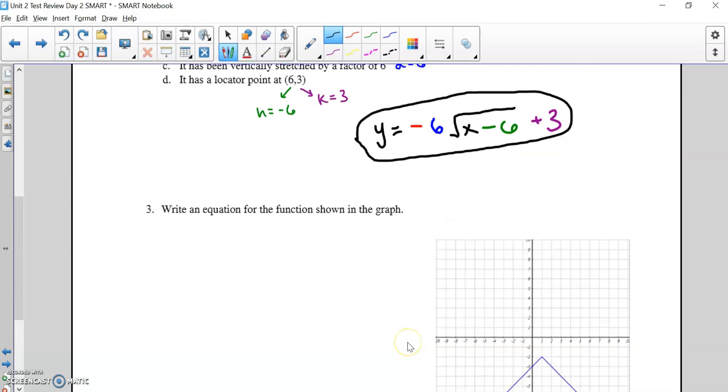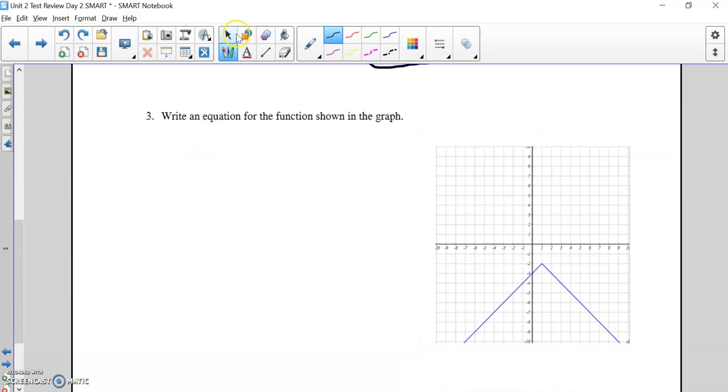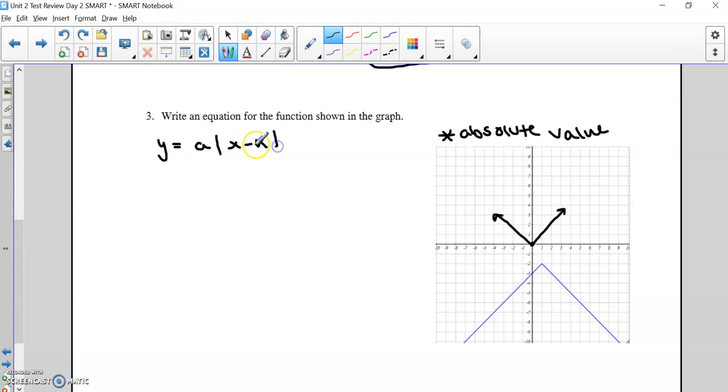All right, the last problem is to write an equation for this graph. Now remember, if you're writing an equation from a graph, you have to think about how that graph changed from the original version. Now, if it's a V-shaped graph, this means it's an absolute value function. You've got to note that so you know which general format to go off of. It's going to look like this. All right, and then you've got to think about how it transformed.